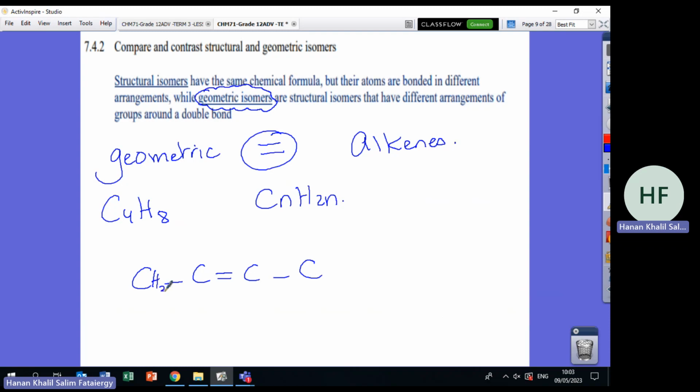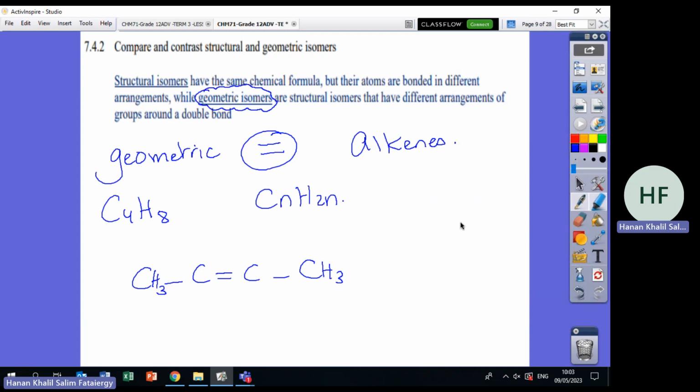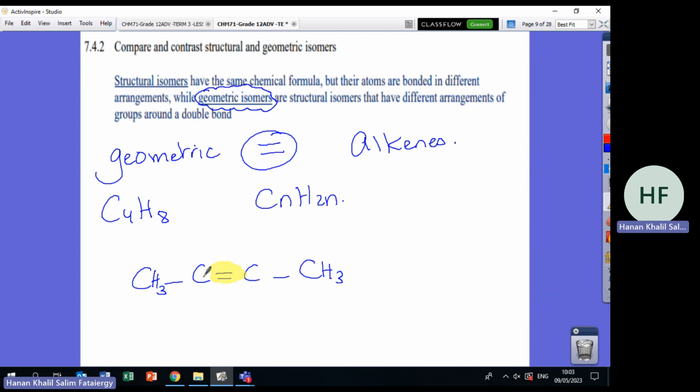Now I have here CH3. The most important thing in geometric isomers is the location of the double bond. I have here a double bond, okay? How many H's does this carbon need? One. How many H's does this carbon need?